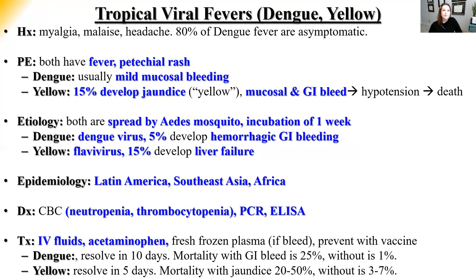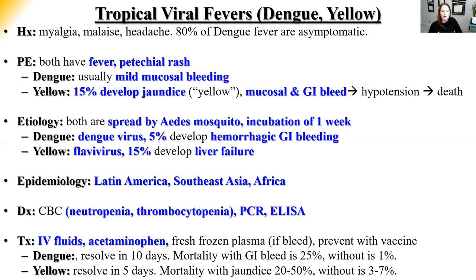In dengue fever, this is caused by a dengue virus. 5% of patients will develop a hemorrhagic type of GI bleeding. Yellow fever is caused by a flavivirus, and 15% of these patients will go on to have hepatic failure or liver failure. Both of these diseases are endemic to Latin America, Southeast Asia, and Africa.